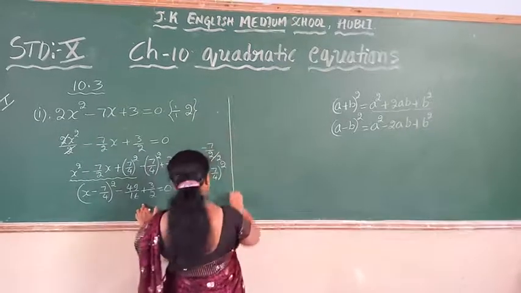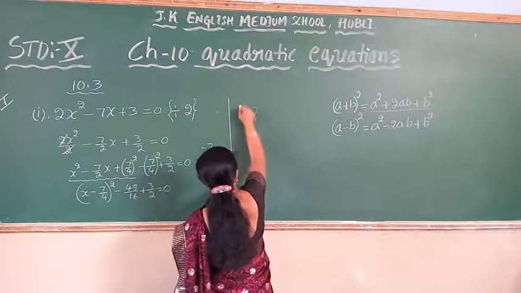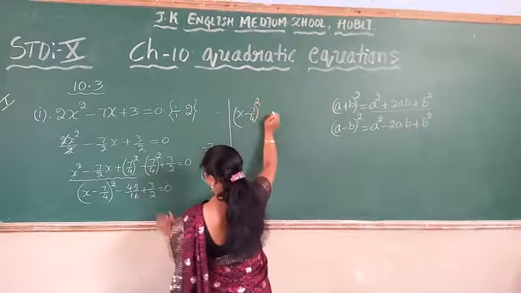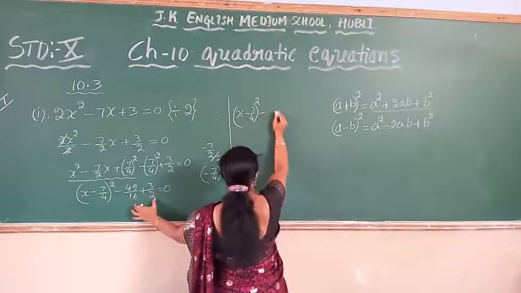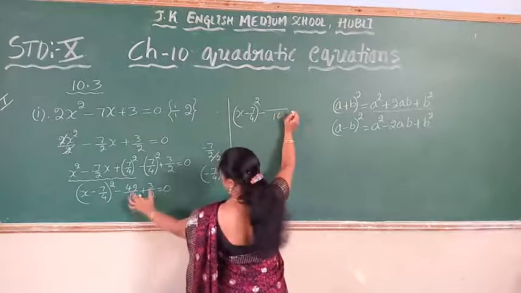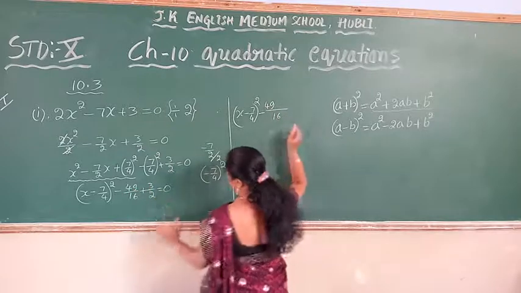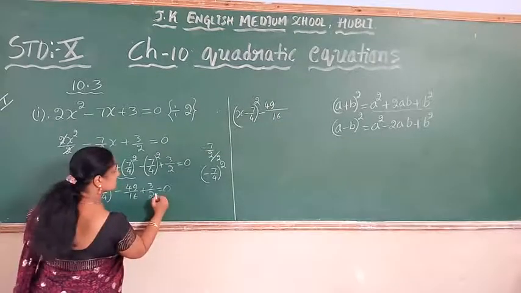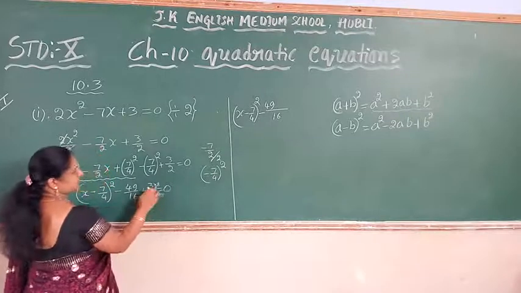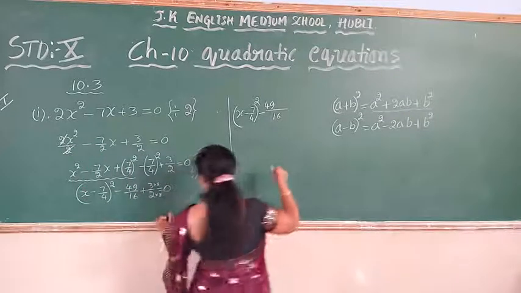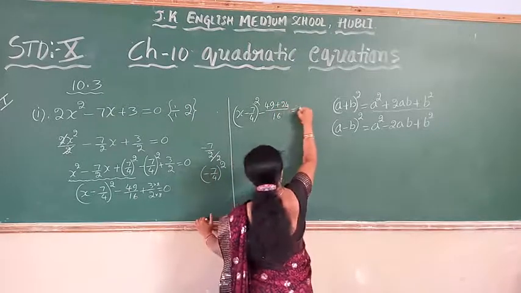After simplification, keep (x minus 7 by 4) whole square on one side and take the LCM for these two terms. Minus 49 by 16, the LCM is 16, so you have to make the denominator the same. You multiply by 8, and multiply the numerator also by 8. 8 threes are 24, plus 24 is equal to 0.